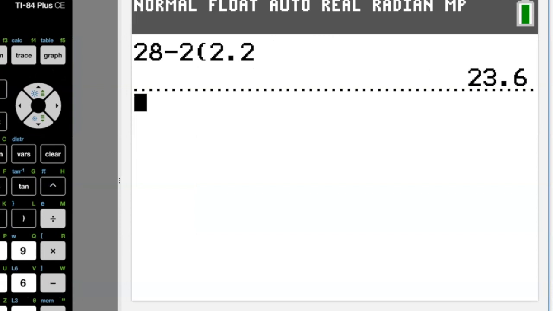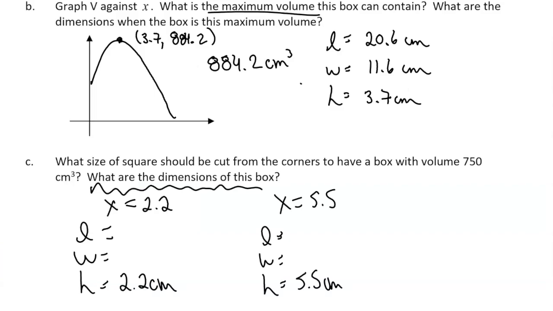23.6. So if we have something that's going to be 23.6, then we can figure out the rest of our dimensions here. So we could say that's 23.6, that's going to be 9 less, that's going to be 14.6. And that's one set of our solutions.